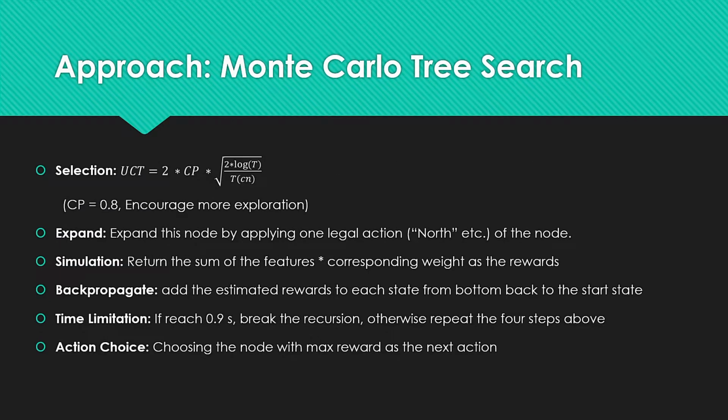The second approach implemented by our team is Monte Carlo tree search. For selection, we use UCT to calculate the value. The CPU was set to 0.8 in order to encourage more exploration. We will expand the node by applying 1 legal action. For simulation, we use the sum of the features times the corresponding weights instead of a random simulation. And for backpropagation, we will add the estimated rewards to each state from the bottom back to the start state. And if the time limit reaches 0.9 seconds, the recursion will be broken. Otherwise, the former 4 steps will be repeated. Finally, the node with the maximum reward will be chosen as the next action.